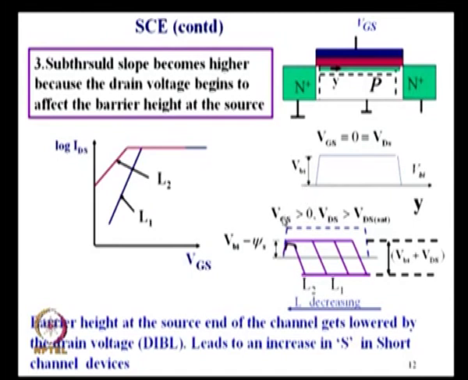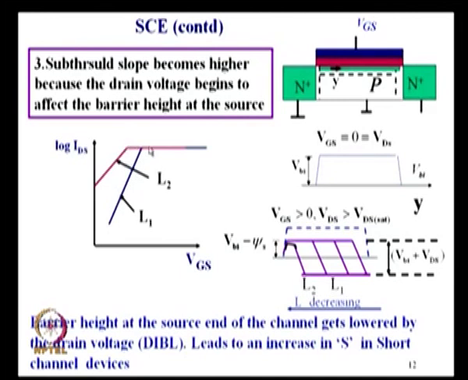When I change the gate voltage now by 0.15 volts, psi s will not change by 0.15 volts, because part of the change is taken by the drain. So, because of the combined effect, if you reduce the gate voltage from the threshold voltage and your gate has good control, it comes down by 60 millivolts per decade in the ideal case.